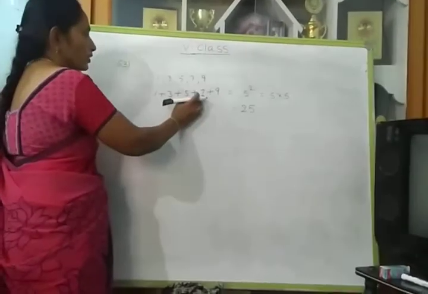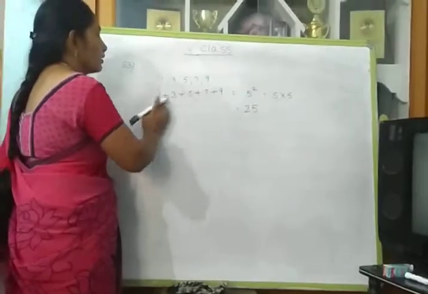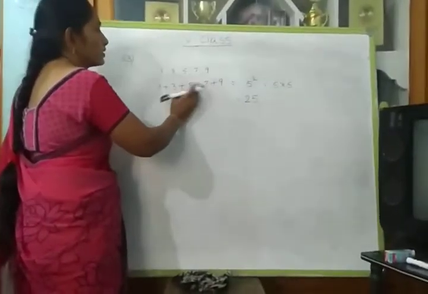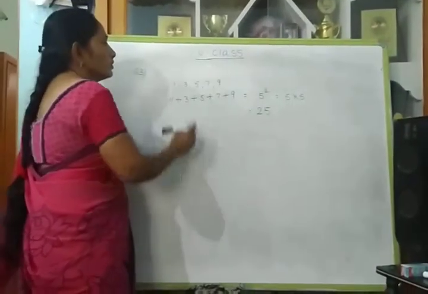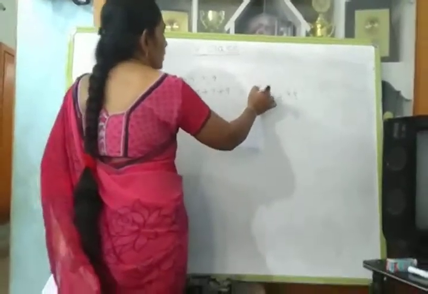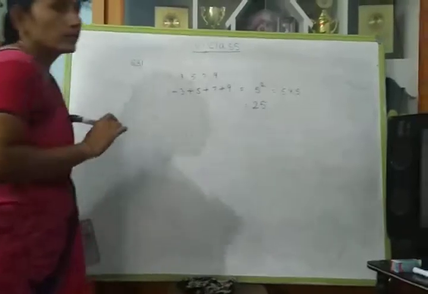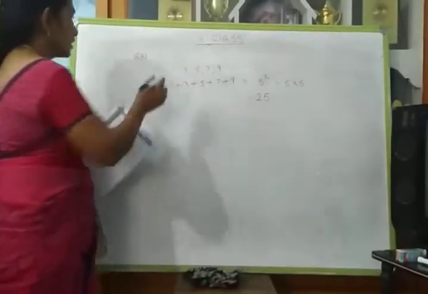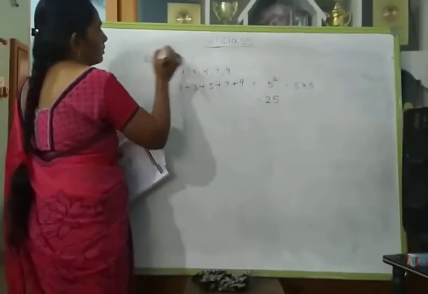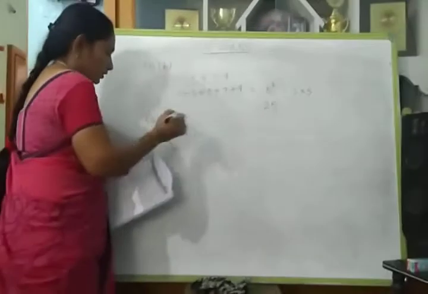So here, 7 plus 3, 10. 9 plus 1, 10. 10 plus 10, 20, plus 5, 25. So by using the formula n square, 5 into 5, you take 5 odd numbers now. So 5 square, 25 we will get. Option B. Option B is correct.